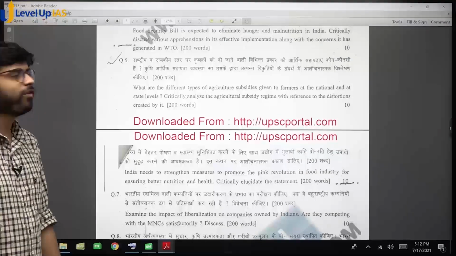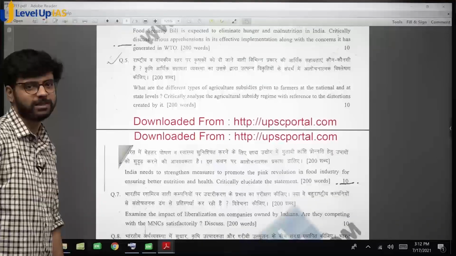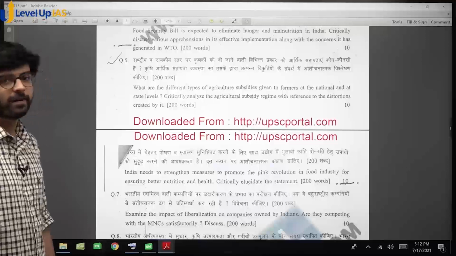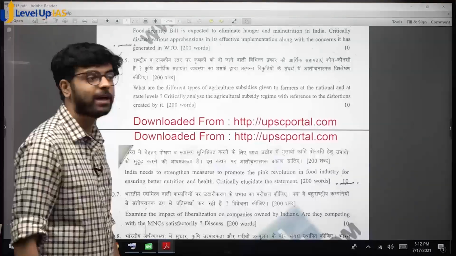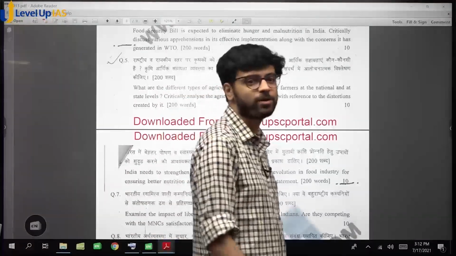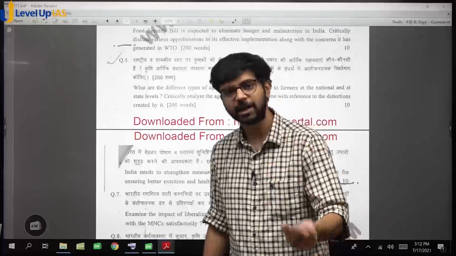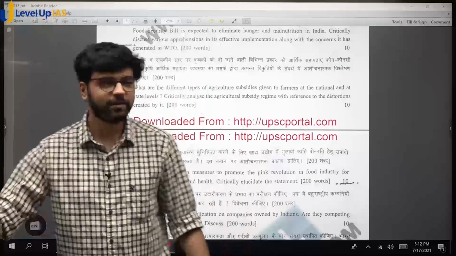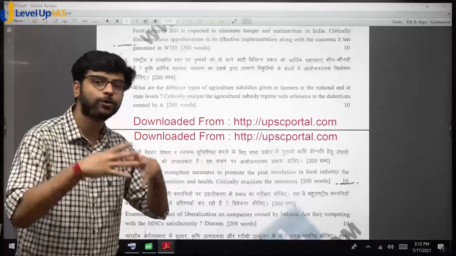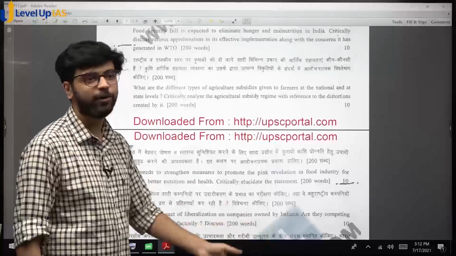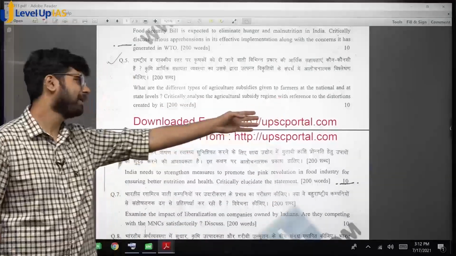Now, which would have more weightage, first or second part? Second part, obviously. Distortions created by it. Agricultural subsidy regime and distortions created by it. Now, these distortions can be in the domestic market, and also in the international market. The one who realizes this, and writes one or two points about the international market, will get additional marks. Because normally we think of distortions in India only. But we know WTO and agriculture are now closely linked. So anything that happens in WTO might have an impact on agriculture or vice versa. So you have to write one or two points, it is a 10 marker, not more.